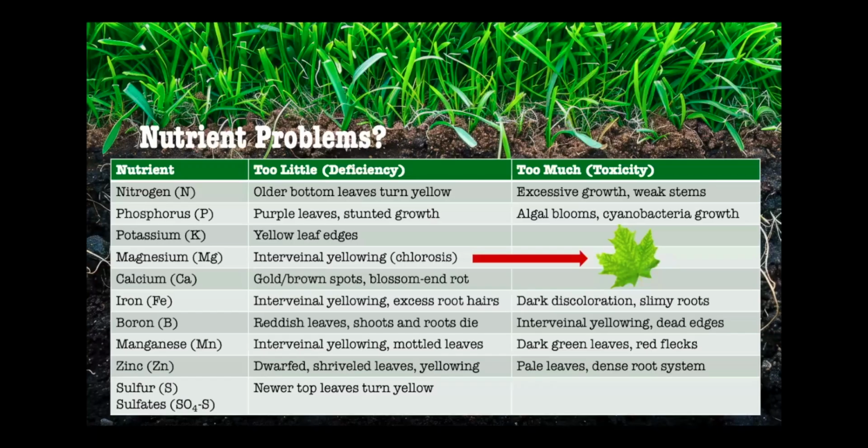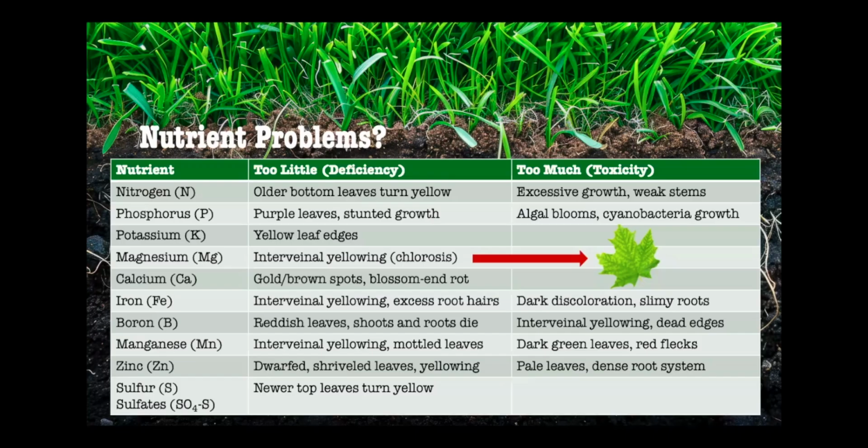Okay. So another symptom that you see a lot is this interveinal yellowing, which they call chlorosis. So how this happens is the veins of the leaves will still be green, but the parts in between the veins will start turning yellow. And as you can see, that's a symptom of several different deficiencies. And then sometimes when you have too much, it's toxic.